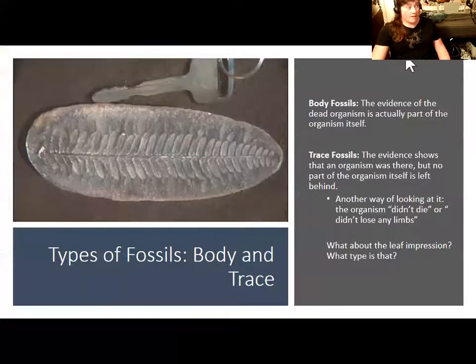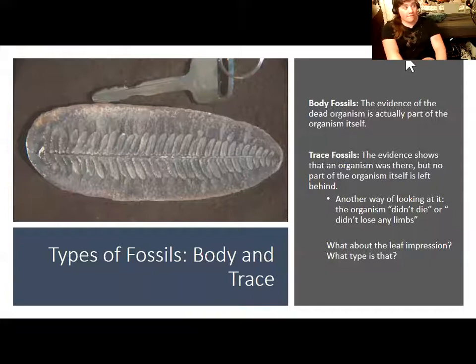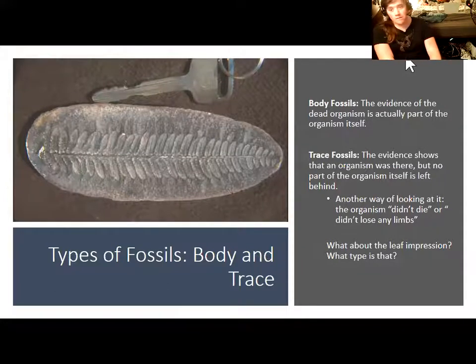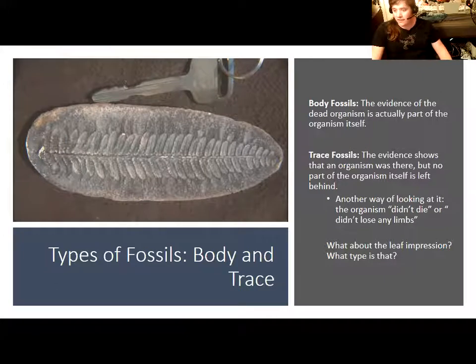One thing that will come up in lab is the difference between a body fossil and a trace fossil. I mentioned before that a fossil doesn't actually have to be of the creature or organism itself. If it is, it's a body fossil. A body fossil is a bone, in this case, an impression of a tree leaf. And yes, this is a body fossil because this leaf was part of the plant.